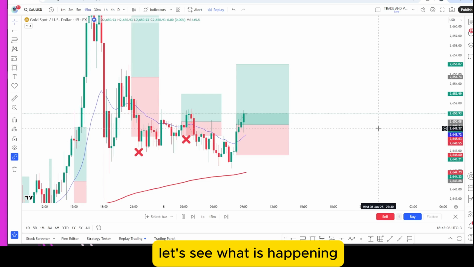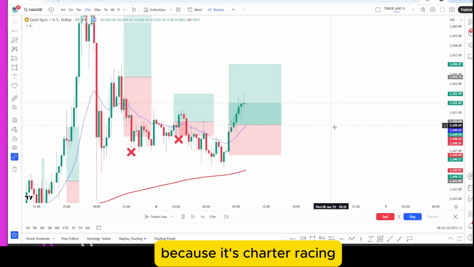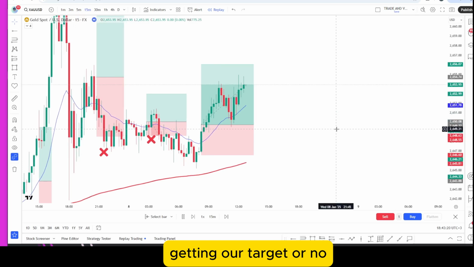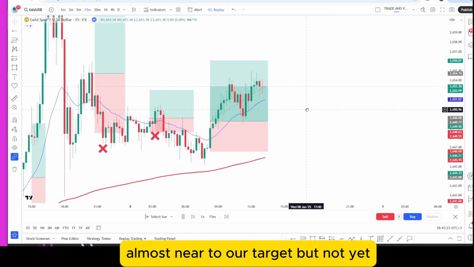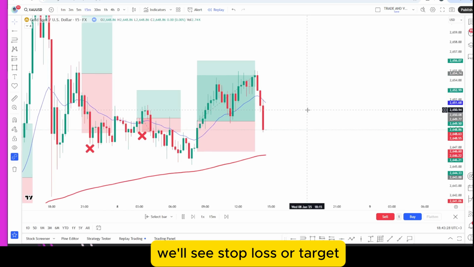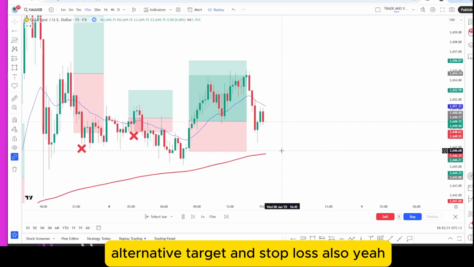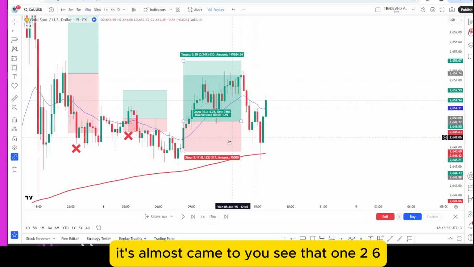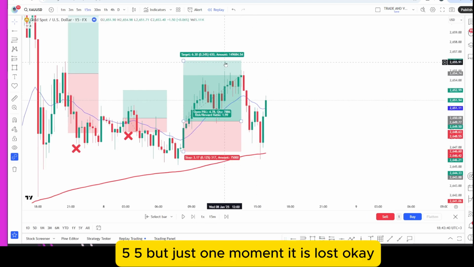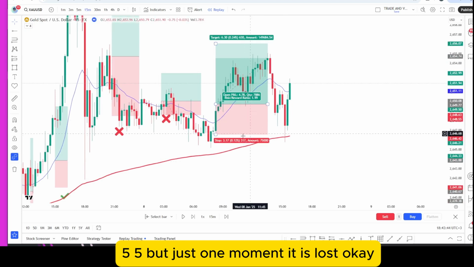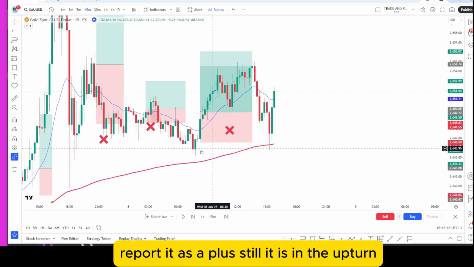We'll see what is happening, because it started rising, so it's a good indication. We'll wait to see whether it hits our target or not. Almost near our target, but not yet. We'll see, stop loss or target, it has not yet hit our target, nor the stop loss. Yes, it hit the stop loss. It almost came to 2655, but it was one pip of movement, and it is lost. Okay, no problem, we'll put it as a surplus.